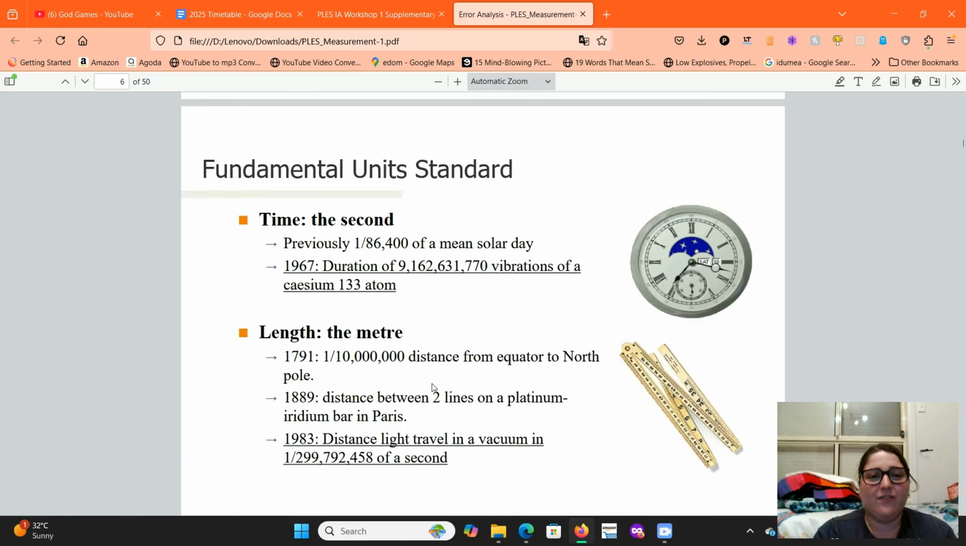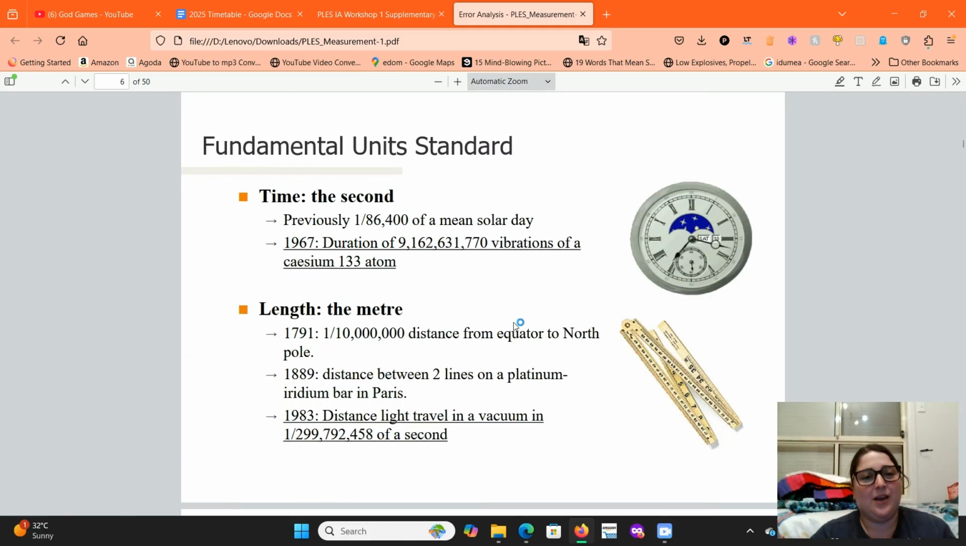Alright, so fundamental unit standard. For time we have seconds. Now, how we define a second has changed over time. Previously it was 1/86,400th of a mean solar day, so your average solar day. In 1967, they changed it to, I'm not going to attempt to read that number, vibrations of a cesium-133 atom. That is the specificity of it.